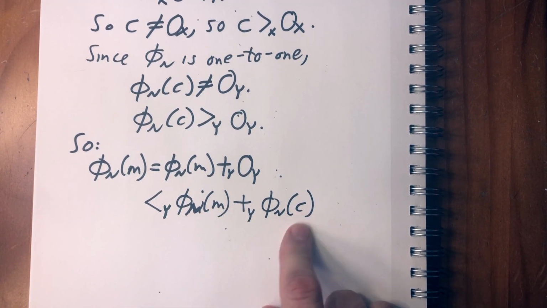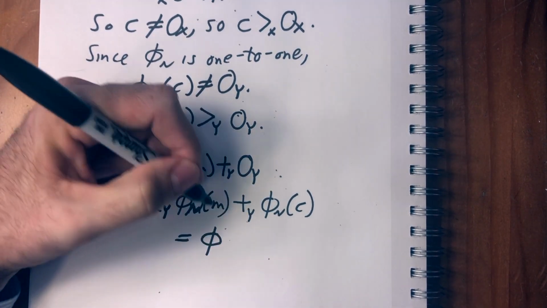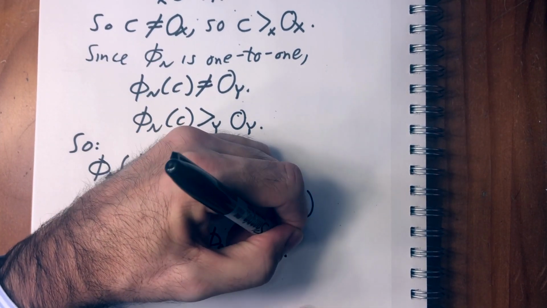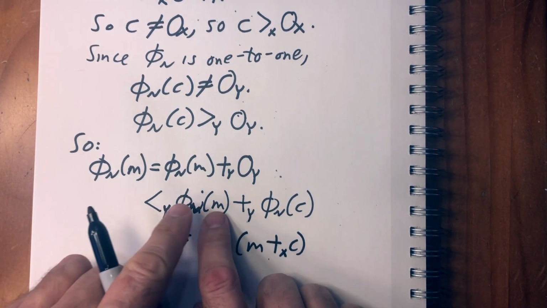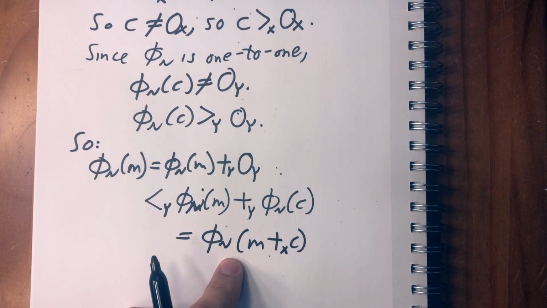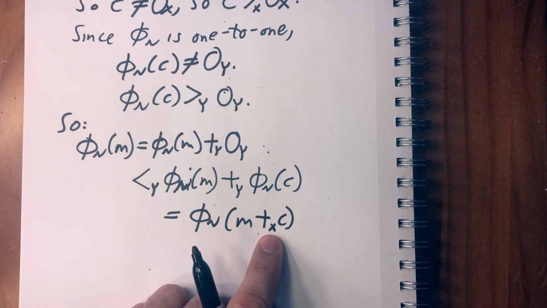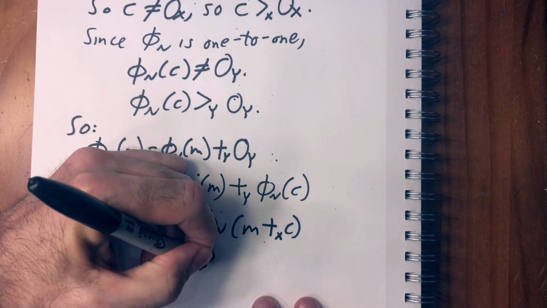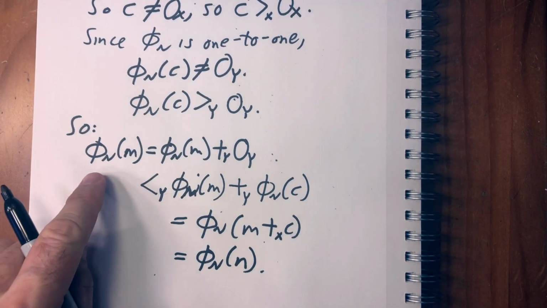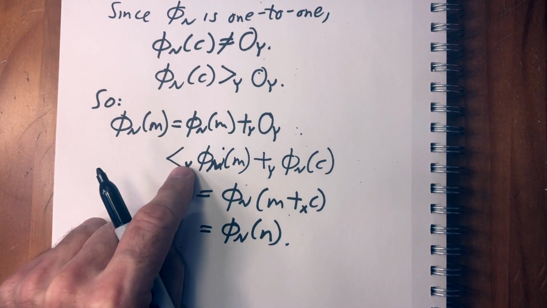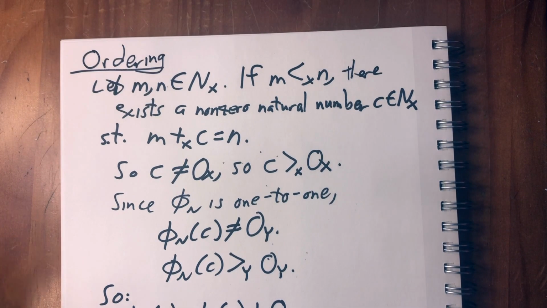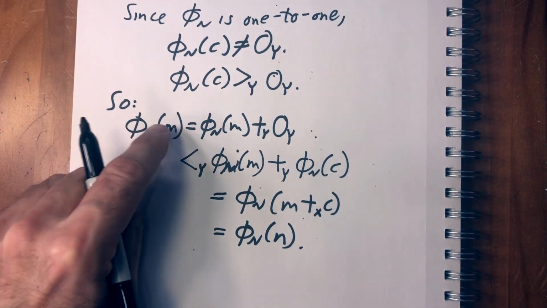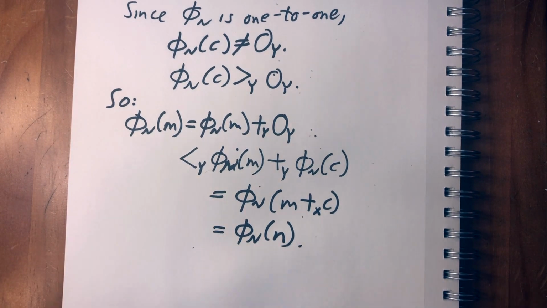And this equals, we know the additive property of phi, so phi of n, we can combine these, m plus c in x, right? This equals this because of the additive property. And we started by saying that m plus c equals n. So this equals phi of n, which means that phi of m is less than phi of n. So we just showed what we needed to show. We started with m is less than n, and we ended up with phi of m is less than phi of n, which was what we had to prove.